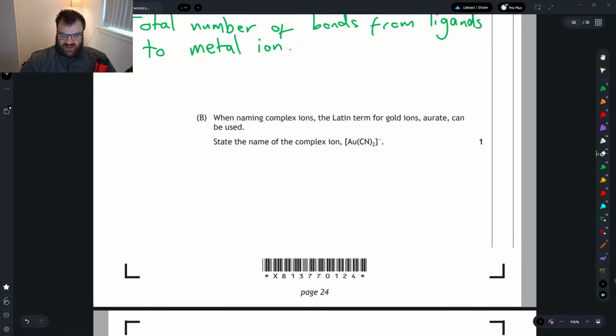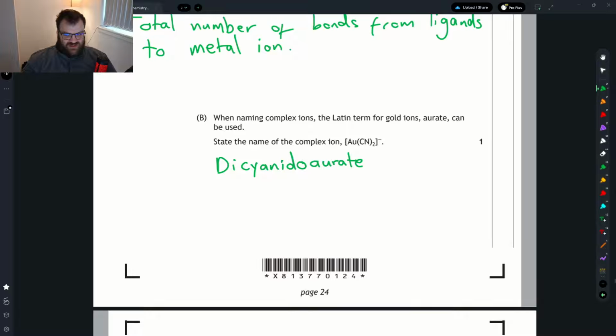Here we're dealing with our naming of a complex. So let's start us off. What have we got first though? So I'd start with the ligand. The ligand is cyanide, which would be cyanido. There's 2 of them, so it's going to be dicyanido. It's gold, but overall it's a negative ion. That's when you use the changed name, which they have helpfully told us is aurate. If this was positive, we would just write gold.